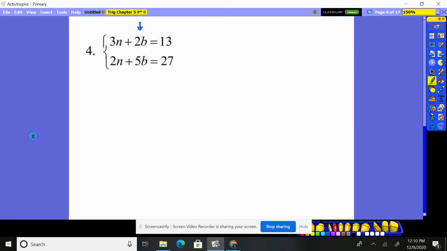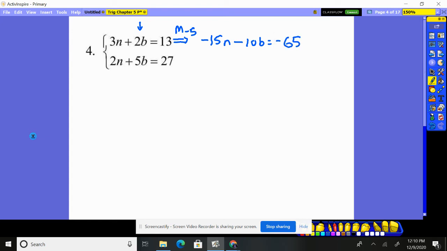Now, what can 2 and 5 both go into? 10. So I'm going to make one of them become negative 10, one of them become positive 10. So I'm simply going to take this guy. I'm going to multiply him by negative 5. That'll make it negative 10b. So multiply everybody by negative 5, the whole equation. So it makes it negative 15n minus 10b equals 5 times that is negative 65.